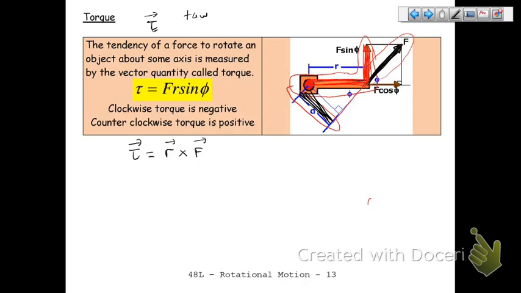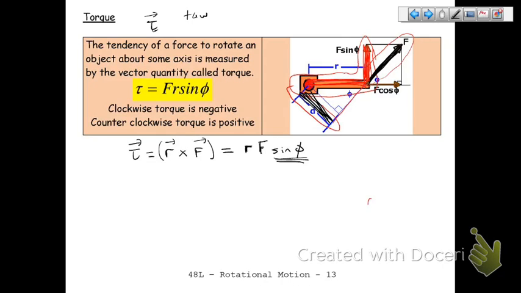Now, there's a couple of things going on here. R cross F, which equals, I'm going to do it in the same order, it doesn't matter, R times F times the sine of the angle between. This is the magnitude of R, this is the magnitude of F, and this is the sine of the angle between them. So let's look back at our diagram.